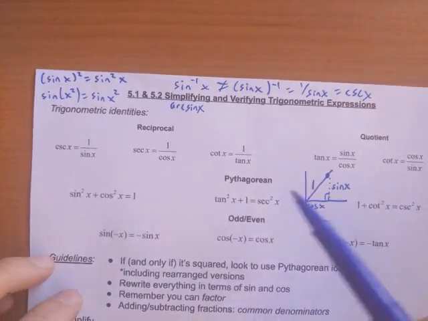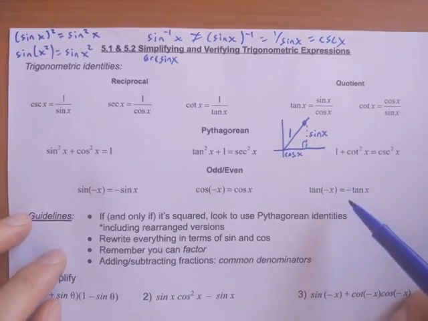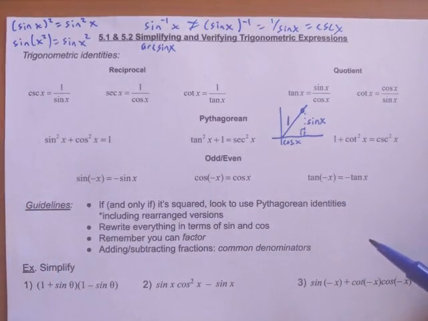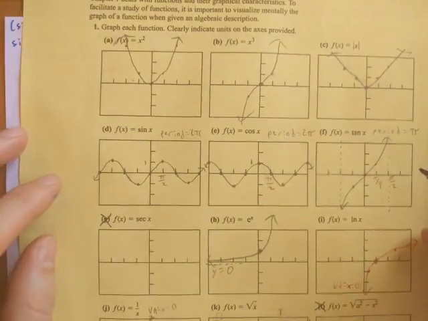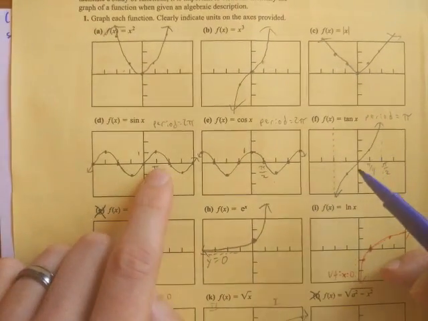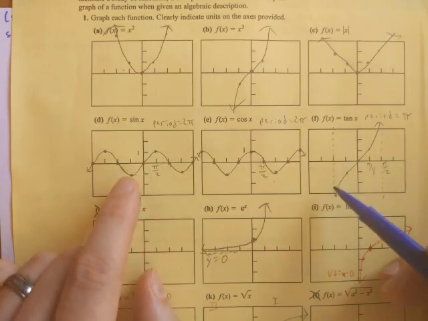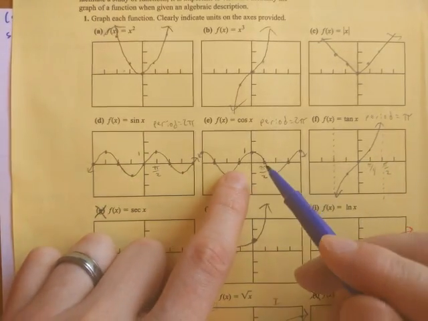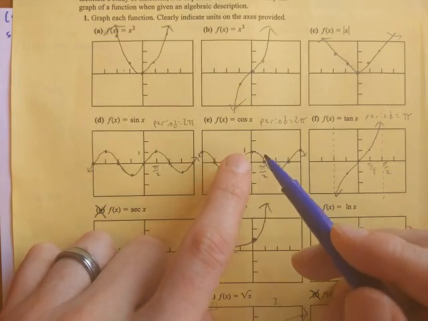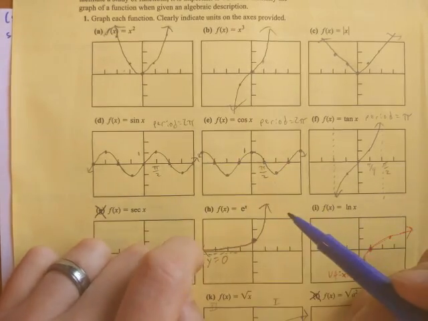We've also got some odd and even identities here. That comes from looking at the trigonometric functions as having either odd or even symmetry. So if you look at sine and tangent, they have odd symmetry. They're symmetrical about the origin. If you look at cosine, it has that even symmetry. It's symmetrical about the y-axis.